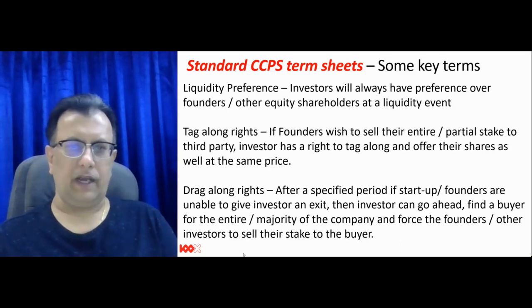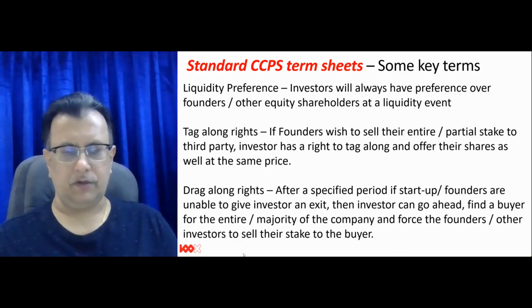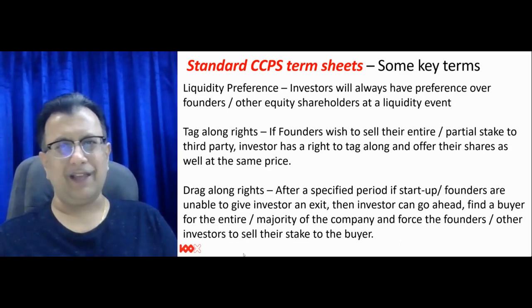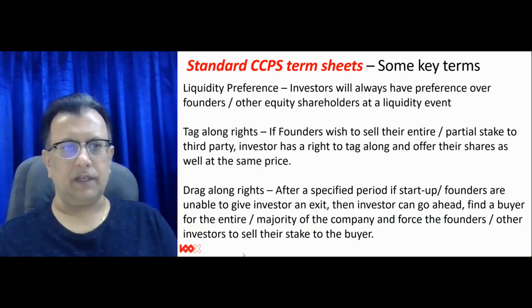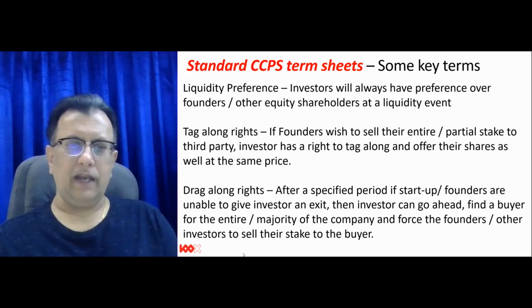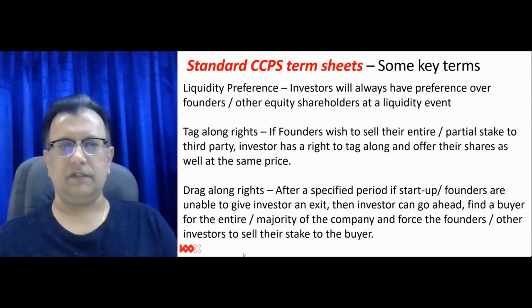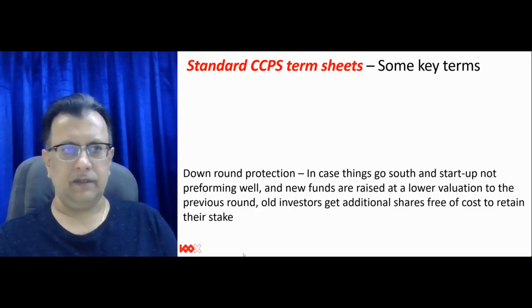And then there are drag-along rights, right? After a particular period, of course, investors are there for making those gains. They are not married to the company. So when founders are not able to get investors an exit after a particular period which is mutually agreed, investors can go find a buyer for the entire company or a majority of the company and then force the founders, which is why it's called drag-along rights.